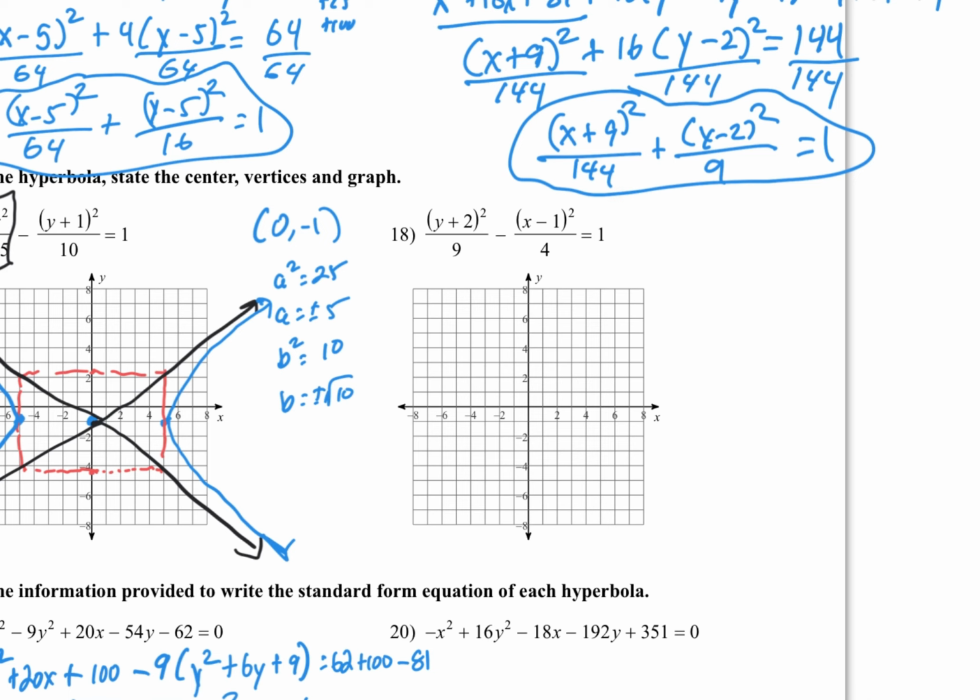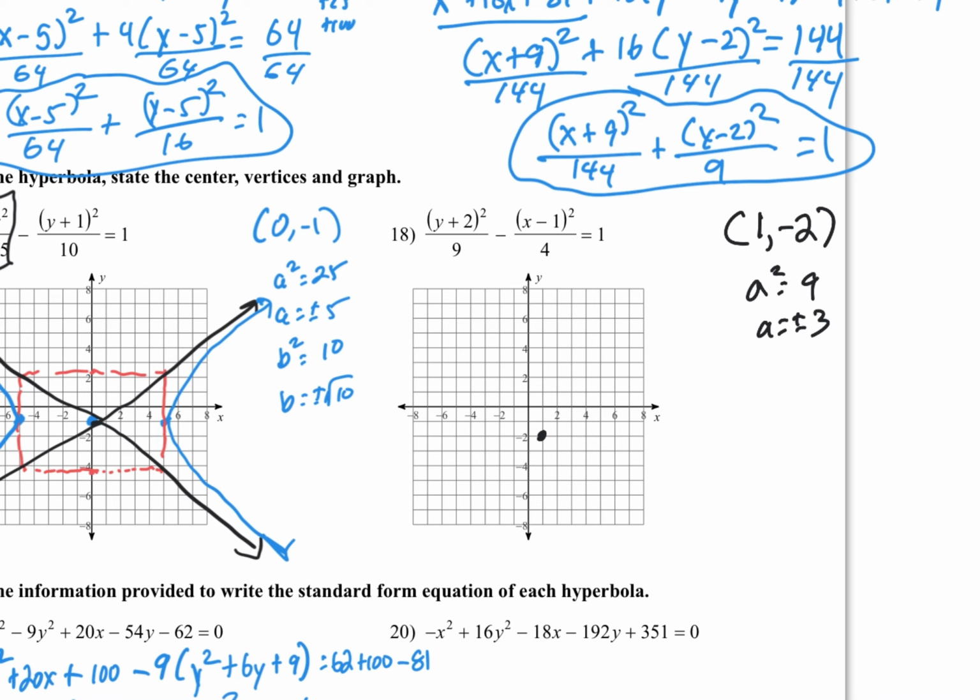Center. Let's change colors. I'm tired of that color. Center is? Be careful: 1 and negative 2. Why is it 1 and negative 2? It's x minus 1. Remember, the x goes with the x and the y goes with the y. Be careful, it's easy to mess up. A squared equals 9, so a is equal to plus or minus 3. So at 1, negative 2, we put a point.